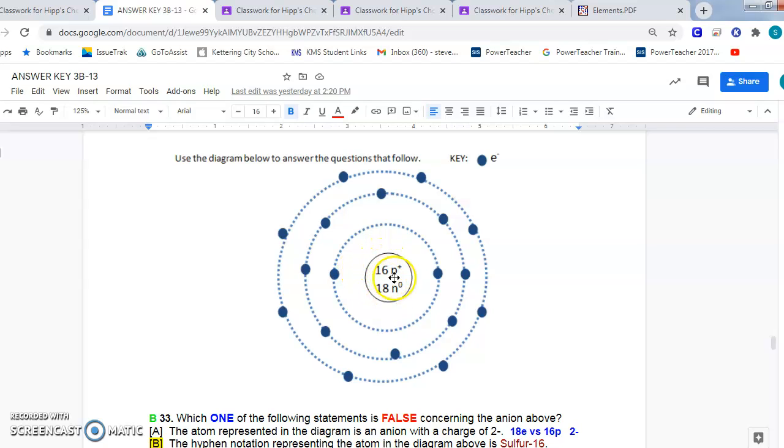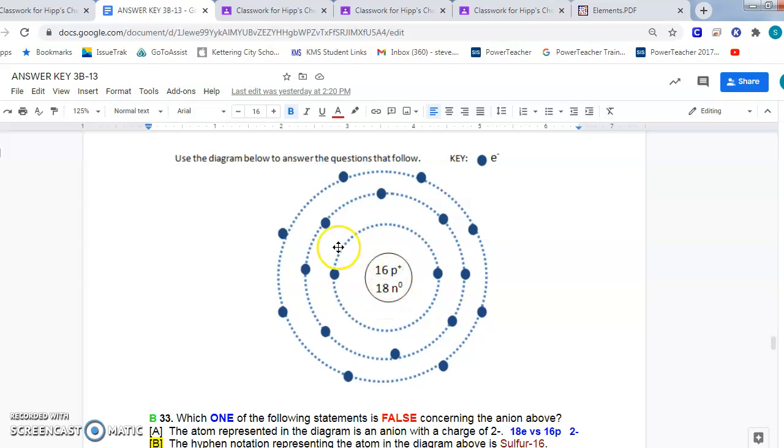We know that right now. We also know its mass number. Mass number is the total particles in the nucleus. This thing has 16 plus 18. That's 34 nucleons, or 34 particles in the nucleus. Its mass number is 34. Mass number is telling you how many particles are in the nucleus.